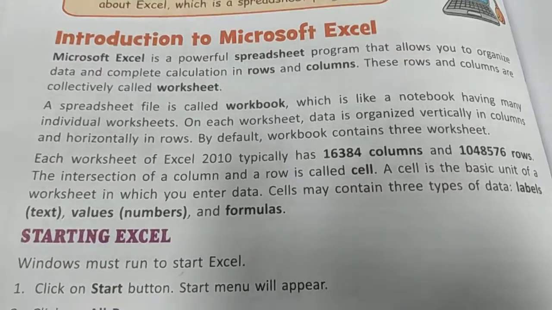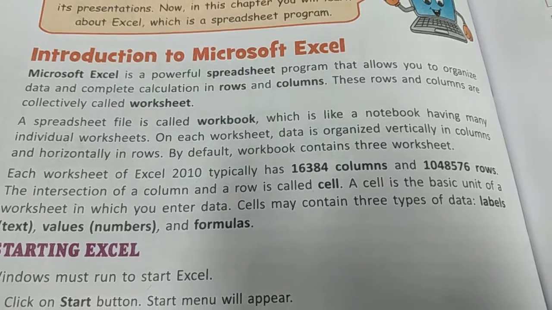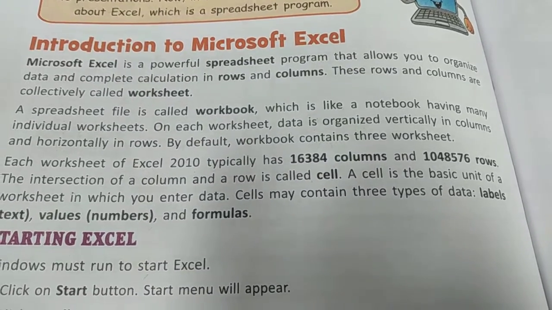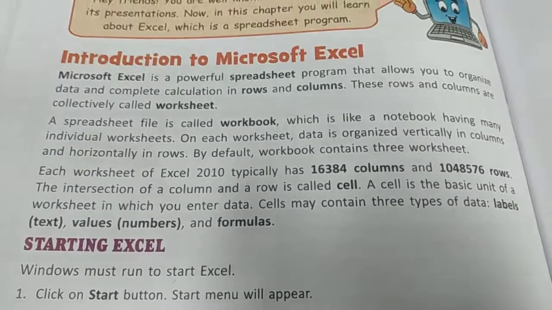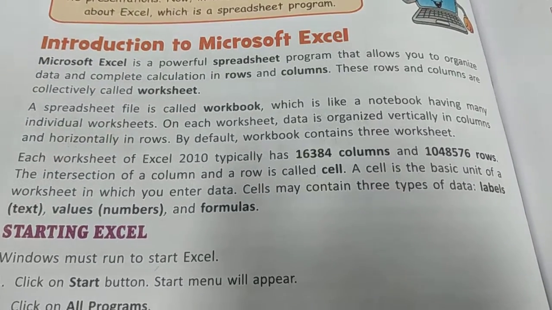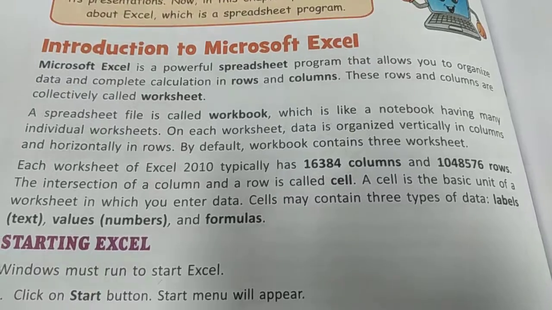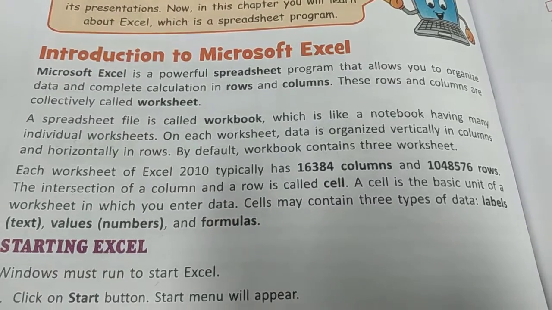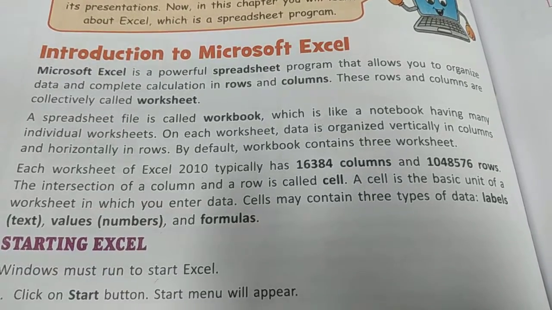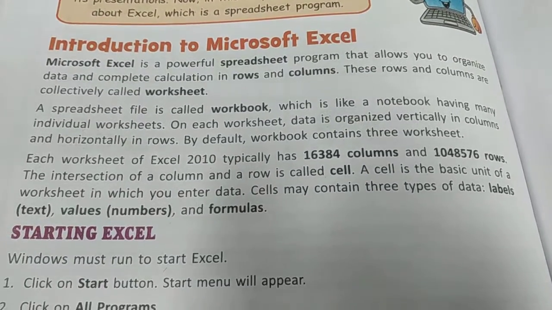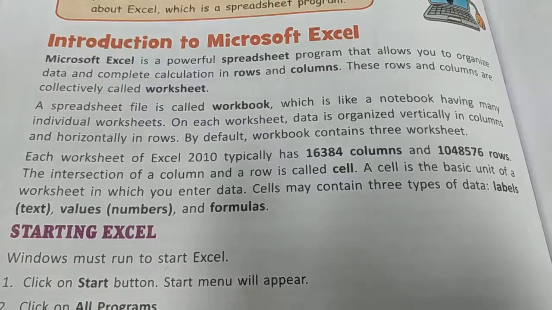3 worksheets. So each worksheet has 16384 columns and 1048576 rows. And intersection of row and column is called a cell. So what is a cell? A cell is a basic unit of the worksheet in which you enter the data. So cell contains 3 types of data: label, that is text; value, that is numbers; and formulas.